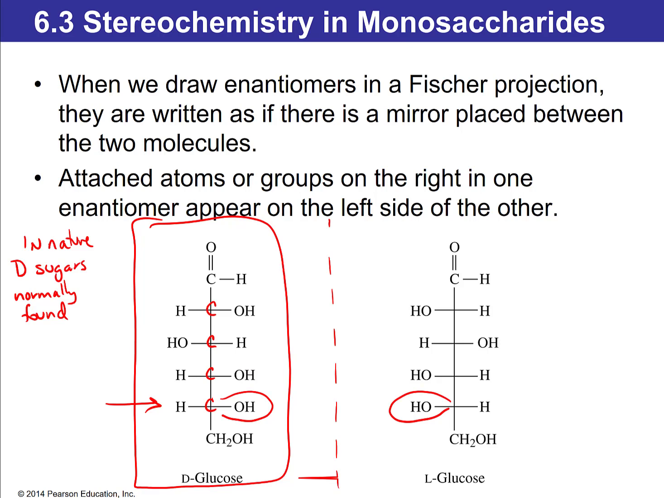Remember how we were talking about drugs, how like one form of Tylenol and the other mirror image of it, one does nothing, the other one works fine? Well, it's the same thing in terms of the cell. The shape of D sugars fit enzymes to be able to use them for energy. And so D sugars are normally found, L sugars are actually pretty rare in nature.